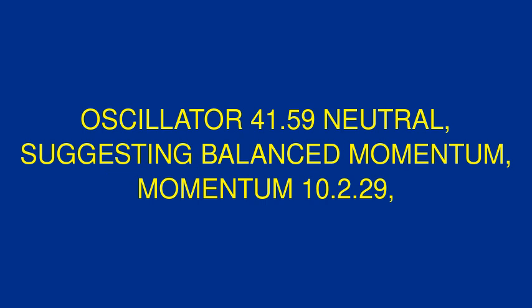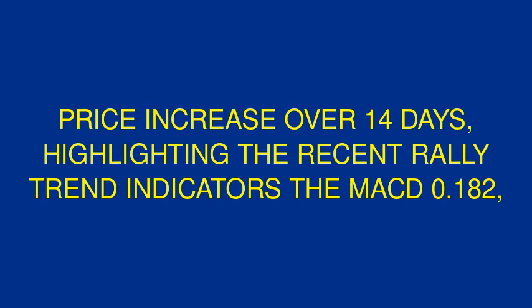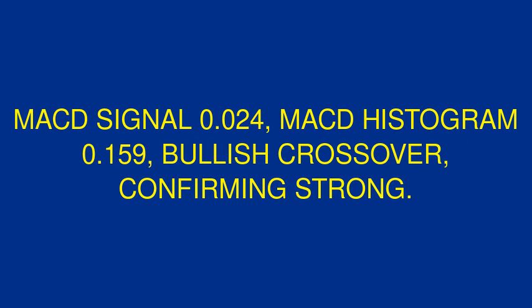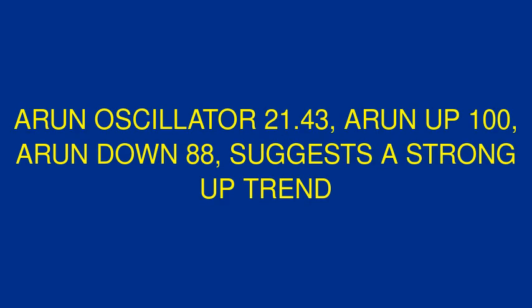Momentum 10 2.29 indicates significant upward movement over the last 10 days. ROC 14, 185.47, reflects a 185.47% price increase over 14 days, highlighting the recent rally. Trend indicators. MACD 0.182, MACD signal 0.024, MACD histogram 0.159, bullish crossover, confirming strong upward momentum. ADX 39.17 indicates a strengthening trend, with DX 94.33 supporting bullish dominance. Aroon oscillator 21.43, Aroon up 100, Aroon down 88, suggests a strong uptrend with recent bullish confirmation.